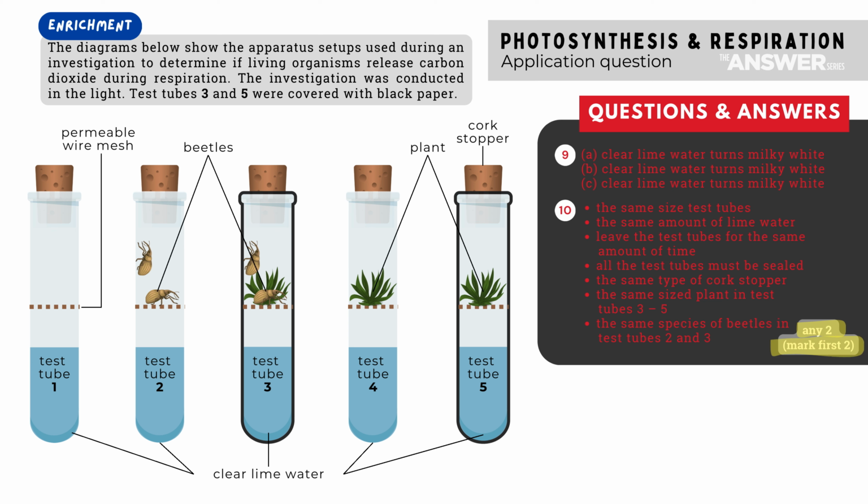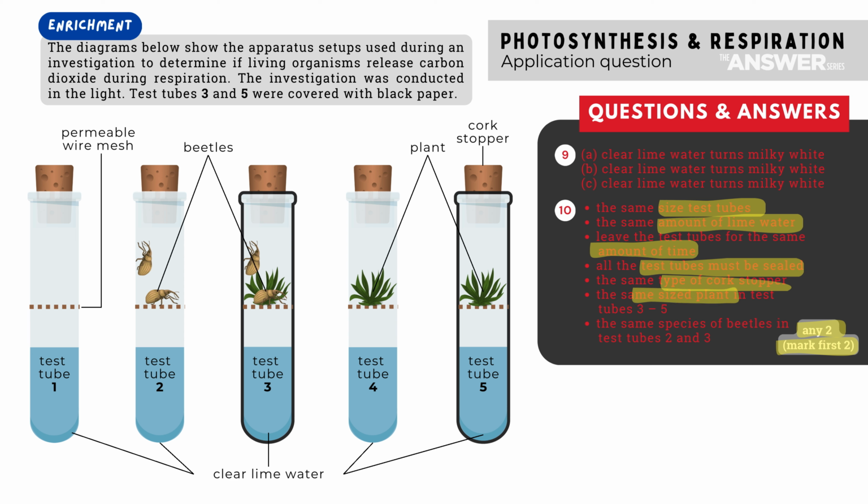So here is the list of options for constant variables. The same sized test tubes have been used. All of them have the same amount of clear lime water in them. The test tubes should be left for the same amount of time before the results are checked. All of the test tubes are sealed. All of the test tubes make use of the same cork stopper. The same sized plant is used, and the same species of beetle should be used in test tubes 2 and 3.